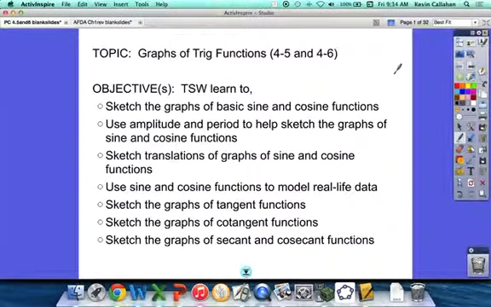So the graphs of trig functions means the 6 trig functions. The first two have their own section. That's section 4.5, and that's sine and cosine. The next 4 are in 4.6.